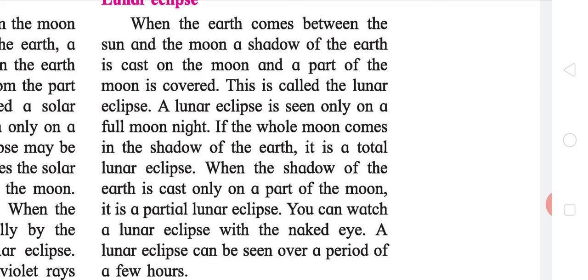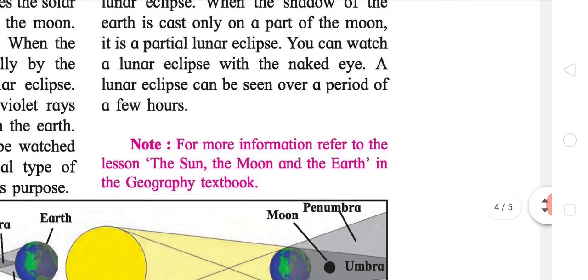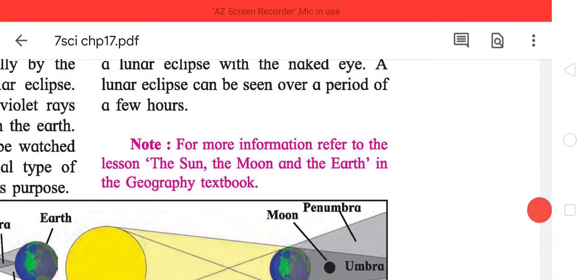If the whole moon comes in the shadow of the earth, it is called a total lunar eclipse. When the shadow of the earth is cast only on a part of the moon, it is a partial lunar eclipse. You can watch a lunar eclipse with the naked eye. A lunar eclipse can be seen over a period of a few hours. Note: for more information, refer to the lesson The Sun, the Moon and the Earth in the geography textbook.